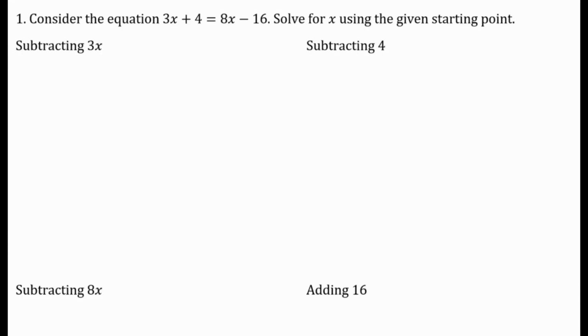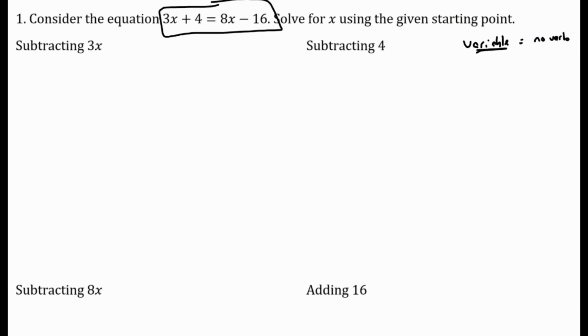So consider this linear equation here, 3x plus 4 equals 8x minus 16. Let's solve this for x. Well, this equation looks very different than the other equations we've been solving. It looks different because I have variables on both sides. So when we have variables on both sides, our plan is to get all variables on one side and no variables on the other side.